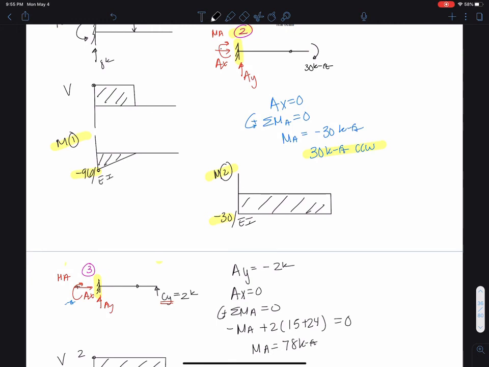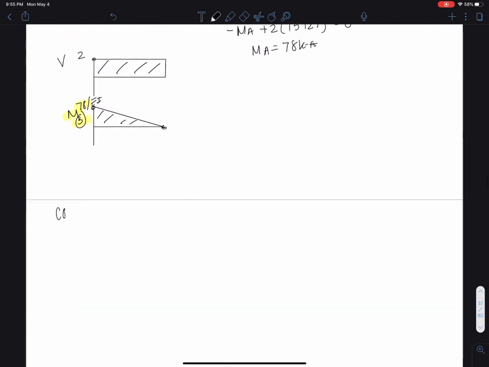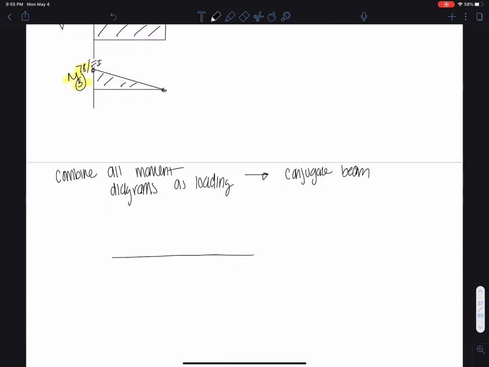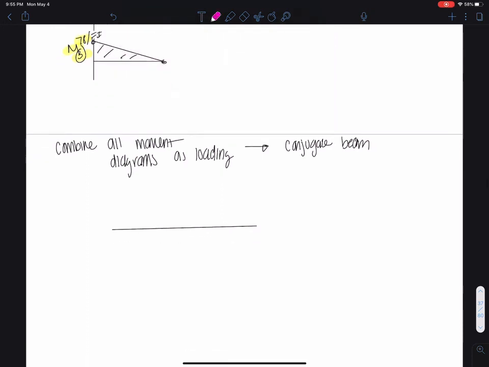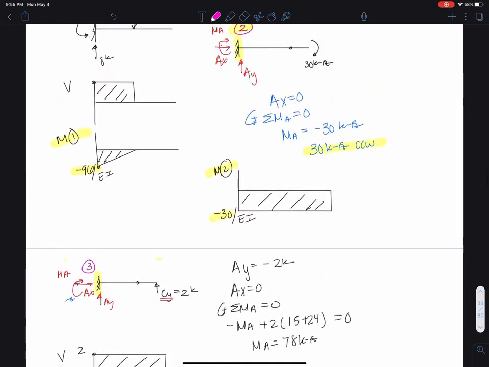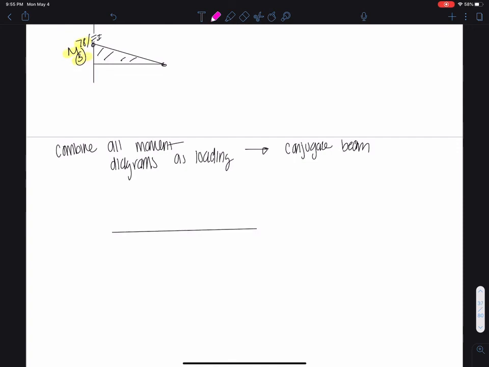Okay. Now we're going to combine all of these three. Combine all moment diagrams as loading, and this is our conjugate beam. So here is our beam. Let's add all of our loading on there. So the first load we have, what was it, negative 96. So I'm going to draw that probably this direction.